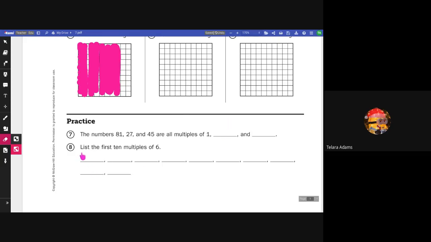For number 8, list the first 10 multiples of 6. What are the first 10 multiples of 6? Yep, 6. And then if we add 6 plus 6, 12. That's the second multiple. The third multiple is 18. Very good. So you would keep going, listing the first 10 multiples of 6. We're adding 6 each time we go to a different line.